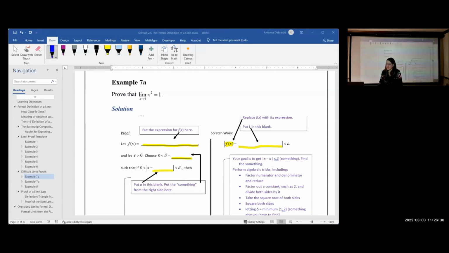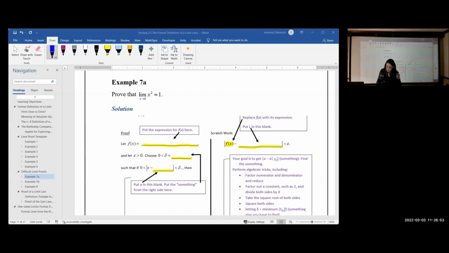Okay, let's now take a look at this next example. We're going to be working this one together. It's pretty much the same function, that's x squared, but this time the limit is 1 and we're approaching the value of a equal to 1. So we're going to work this one the same way that we did last time, and then we're going to come back and work it a slightly different way.